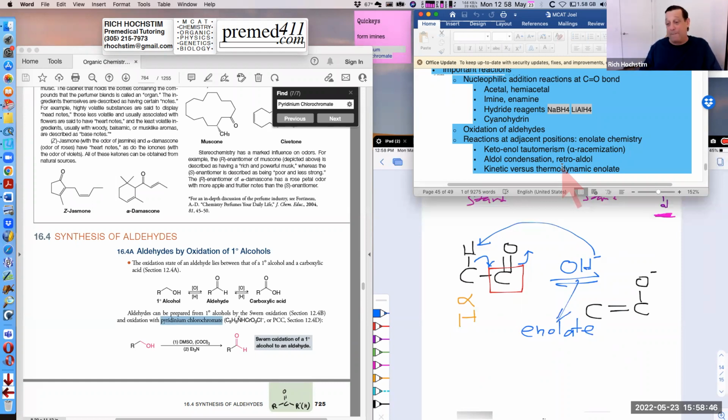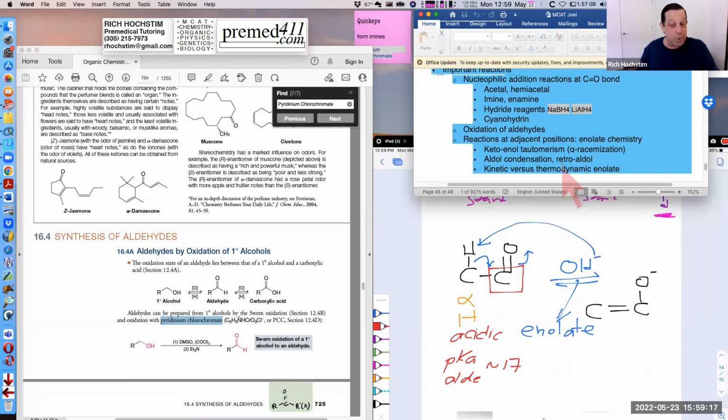So this alpha hydrogen here is going to be acidic. The pKa varies somewhat, but for an aldehyde it's about 17, which is not very acidic, while a ketone is about 19 or 20, so the aldehyde is more acidic than the ketone.